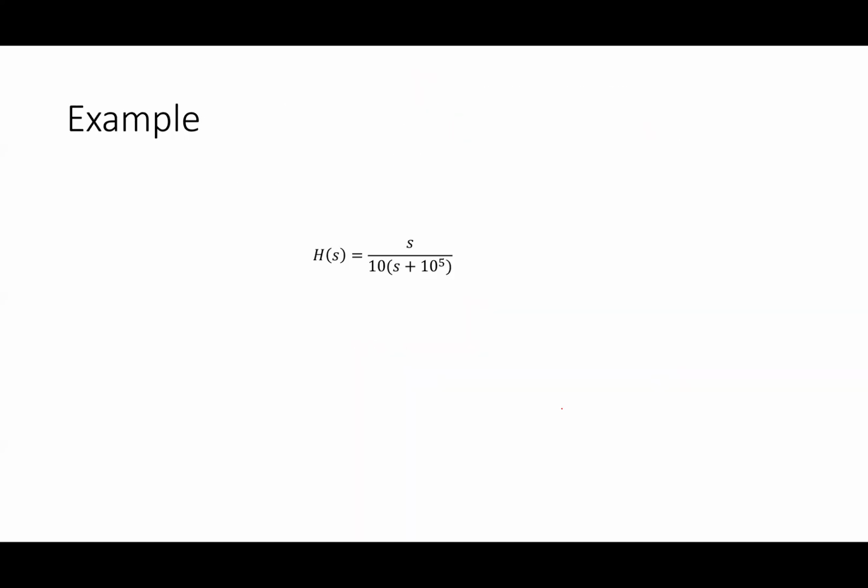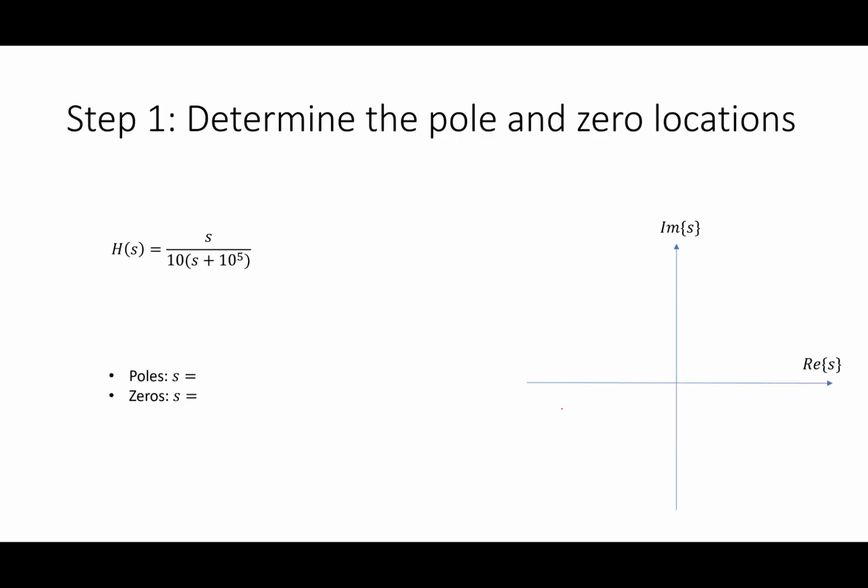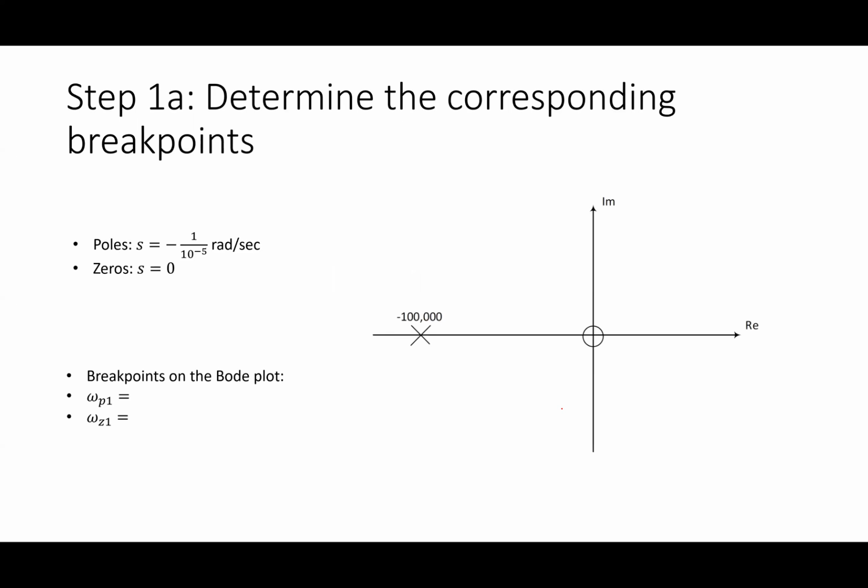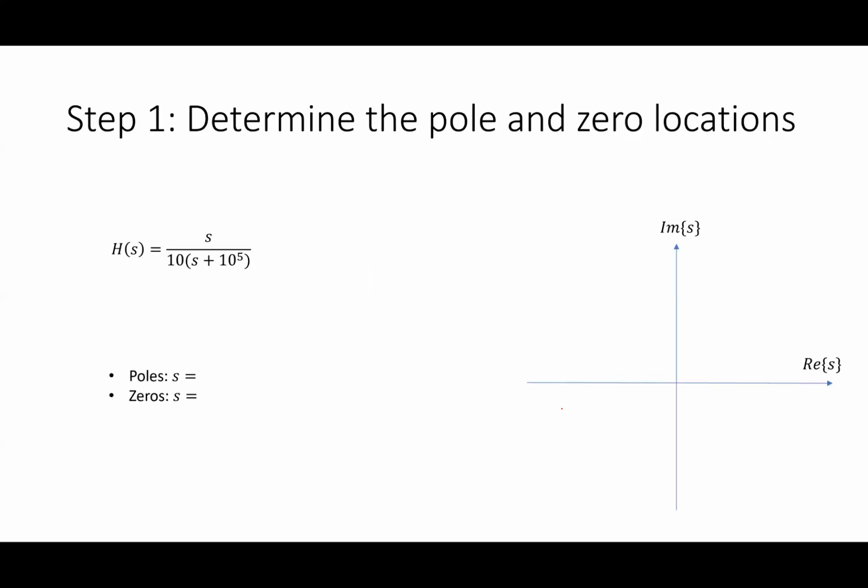All right, so let's start with an example here. I have this guy, which comes from an op-amp circuit of some kind. First question is, I want to determine the pole and zero locations for that guy. That's step one, and then I get the breakpoints. So let's go through this. Determine the pole and zero locations. What are the pole and zero locations for this guy?